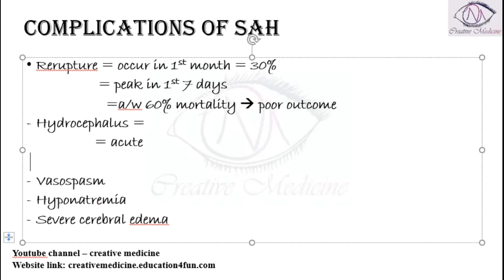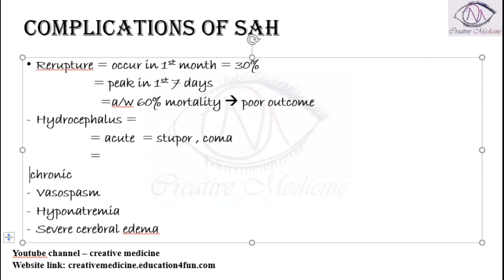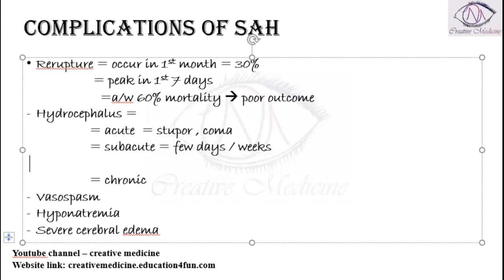First, hydrocephalus can be acute or it can be chronic. In acute hydrocephalus, it can result in stupor or coma, and there is one more type, which is called subacute. Subacute hydrocephalus develops over days or weeks, and the patient will present with slowed mentation along with urinary incontinence.